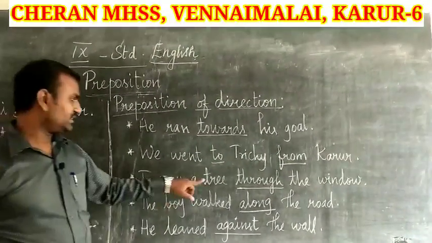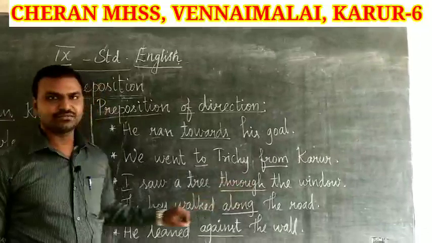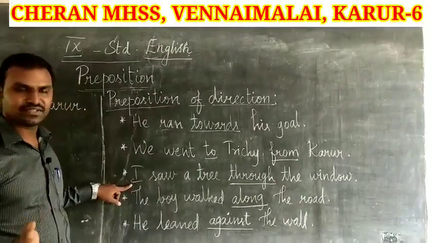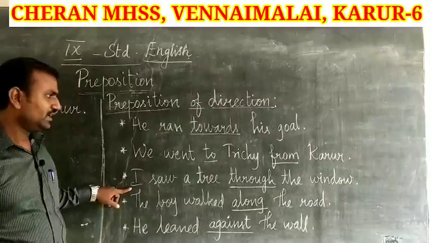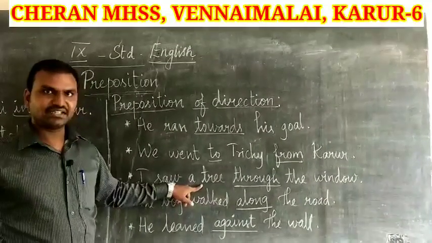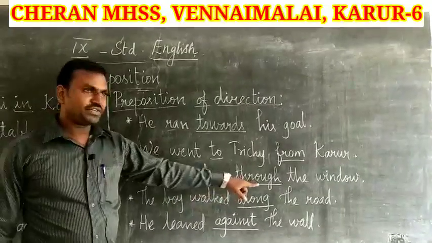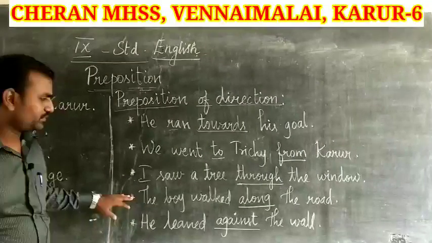I saw a tree through the window. That means this person is standing on one side of the window and the tree is placed on another side of the window. Okay, I saw a tree through the window. He is looking at the tree through the window.